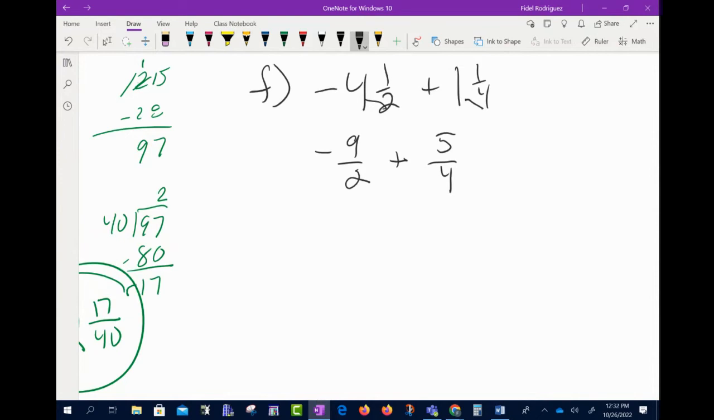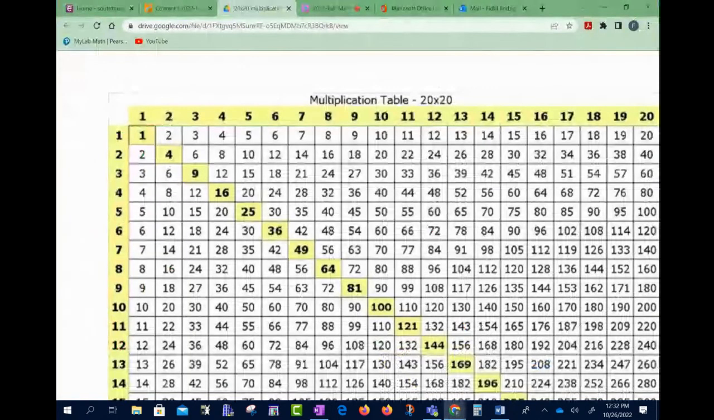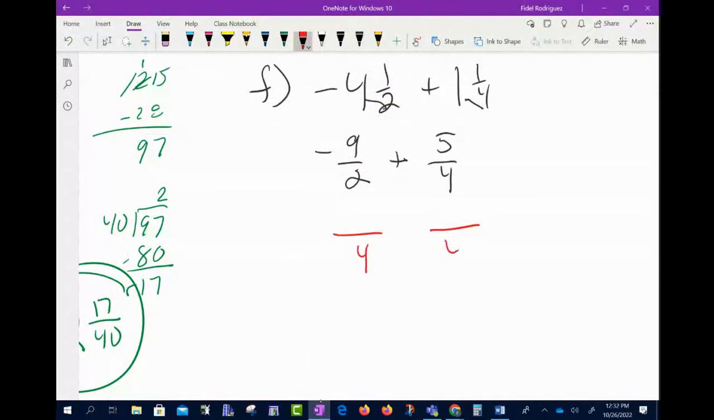So again, y'all, my approach would say, okay, I need to find a common denominator. Between 2 and 4, I'm going to come back to my table. Look, here's 2, here's 4. The first number we have in common is 4, y'all. So I'm going to write this as a 4 here and a 4 here. What did I multiply 2 by to get 4? I multiplied it by 2. So that's a minus 18. What did I multiply 4 by to get 4? We just multiplied it by 1. So that still stays as a 5. And negative 18 plus 5 is going to be a negative 13 over 4.